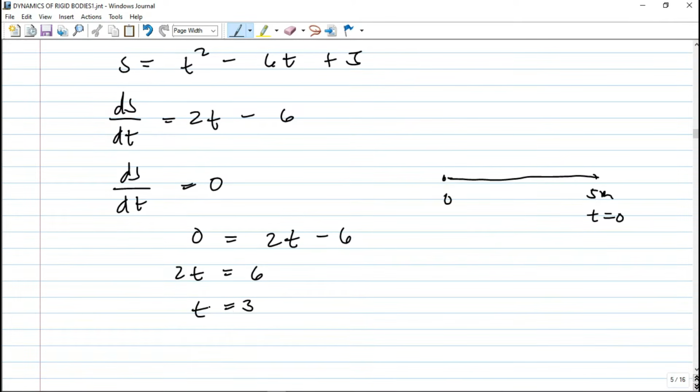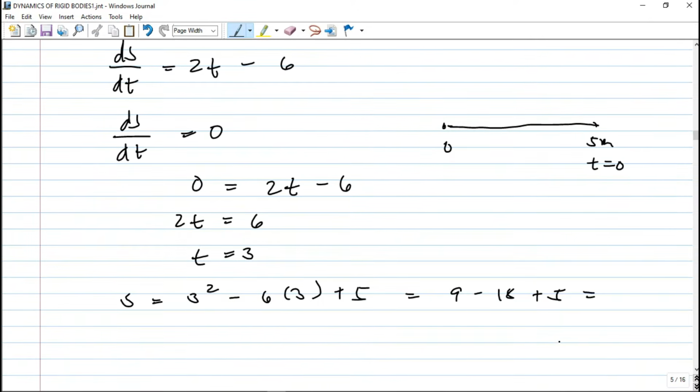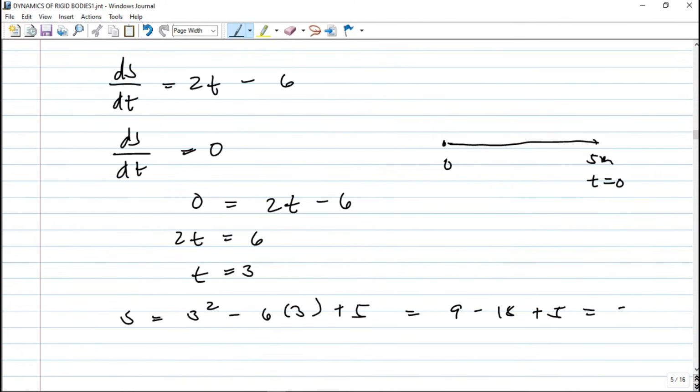Okay, so what is the distance wherein time is equal to 3 seconds? So s is equal to 3 squared minus 6 times 3 plus 5. Okay, so we have here 9 minus 18, plus 5. So this gives us negative 4. So basically guys, at time 3 seconds, it is negative 4. So this is negative 4 here, with respect to your origin, at time 3 seconds.